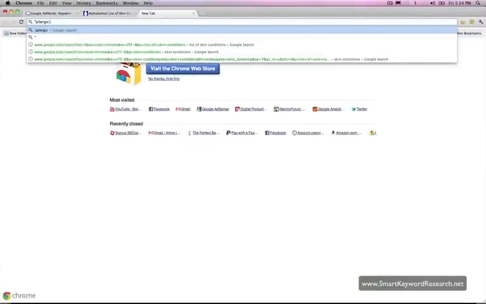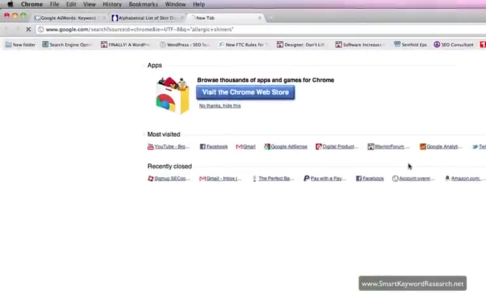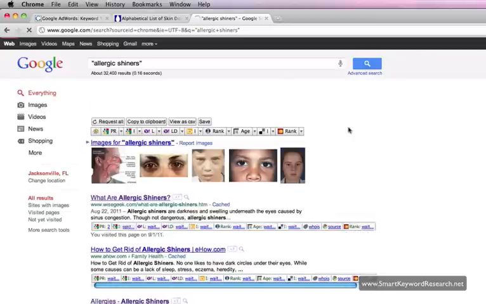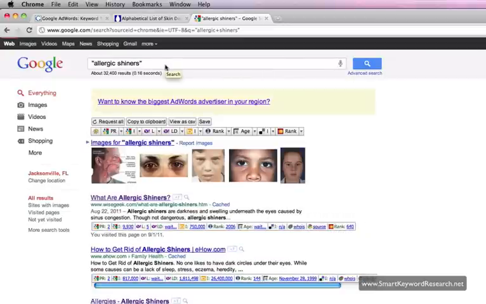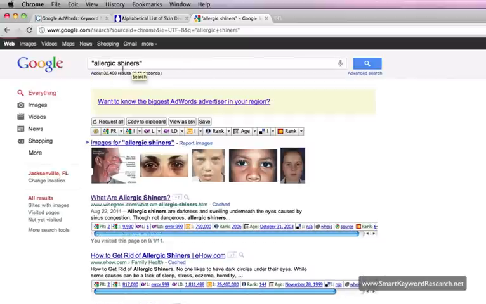Let's go to Google and type in allergic shiners. And the reason I'm typing it in quotations, and actually Google automatically places these terms in quotations about 95% of the time, but sometimes they don't, is just sort of insurance to make sure that this is the exact search term that we're looking for.